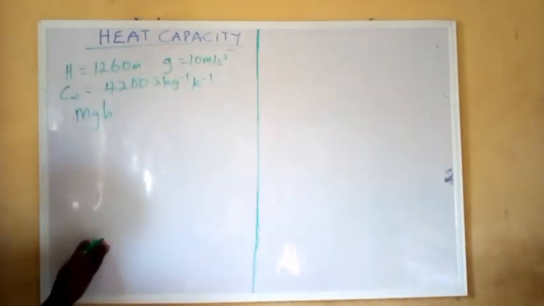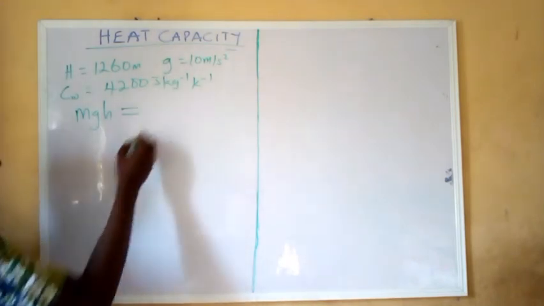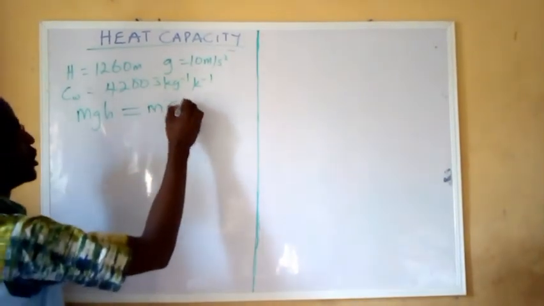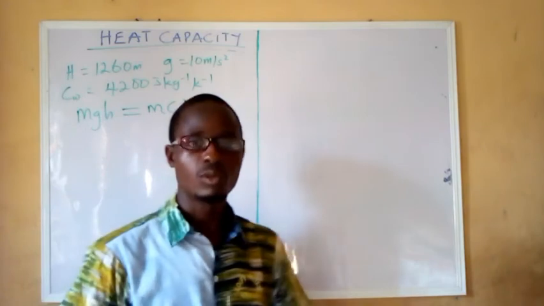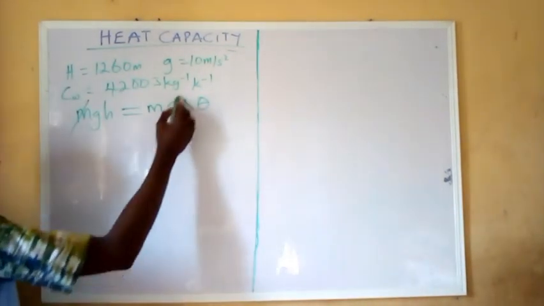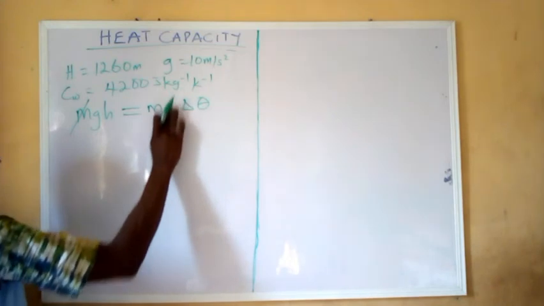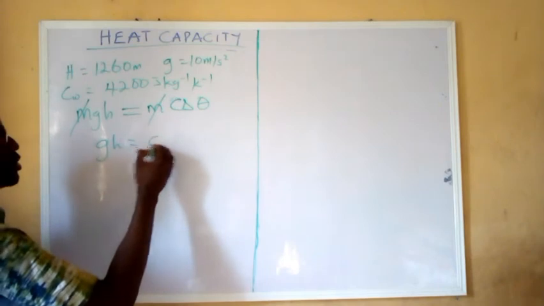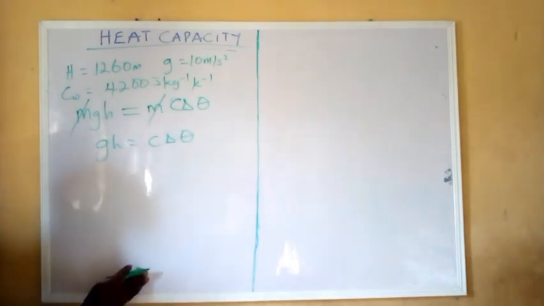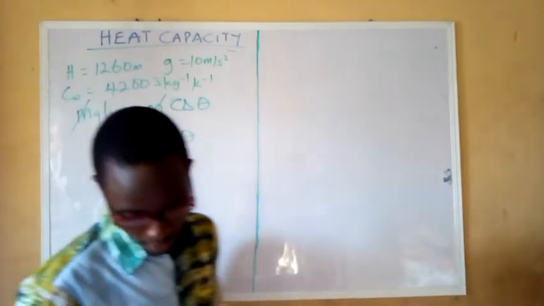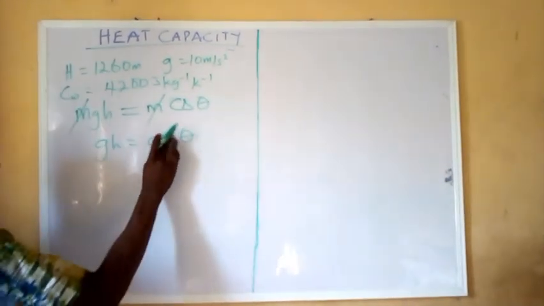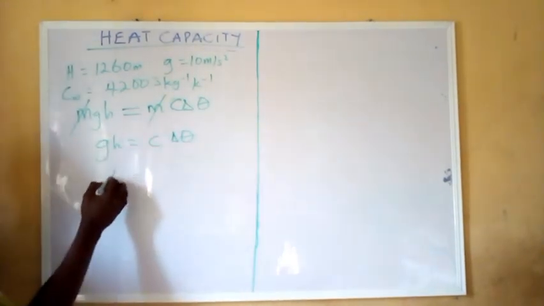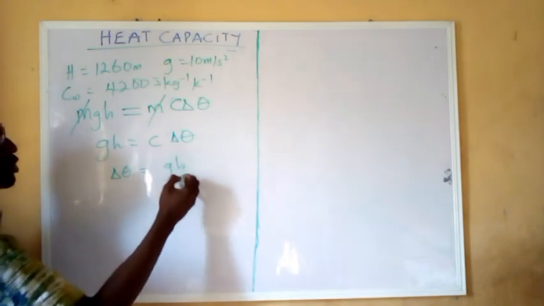mgh. We can relate it to the quantity of heat gained by the water, which is MC change in theta. But we're talking about a single water, so the mass will be the same. So gh will be equal to C change in theta. We're actually finding the change in temperature. So we have change in temperature is going to be gh over C.